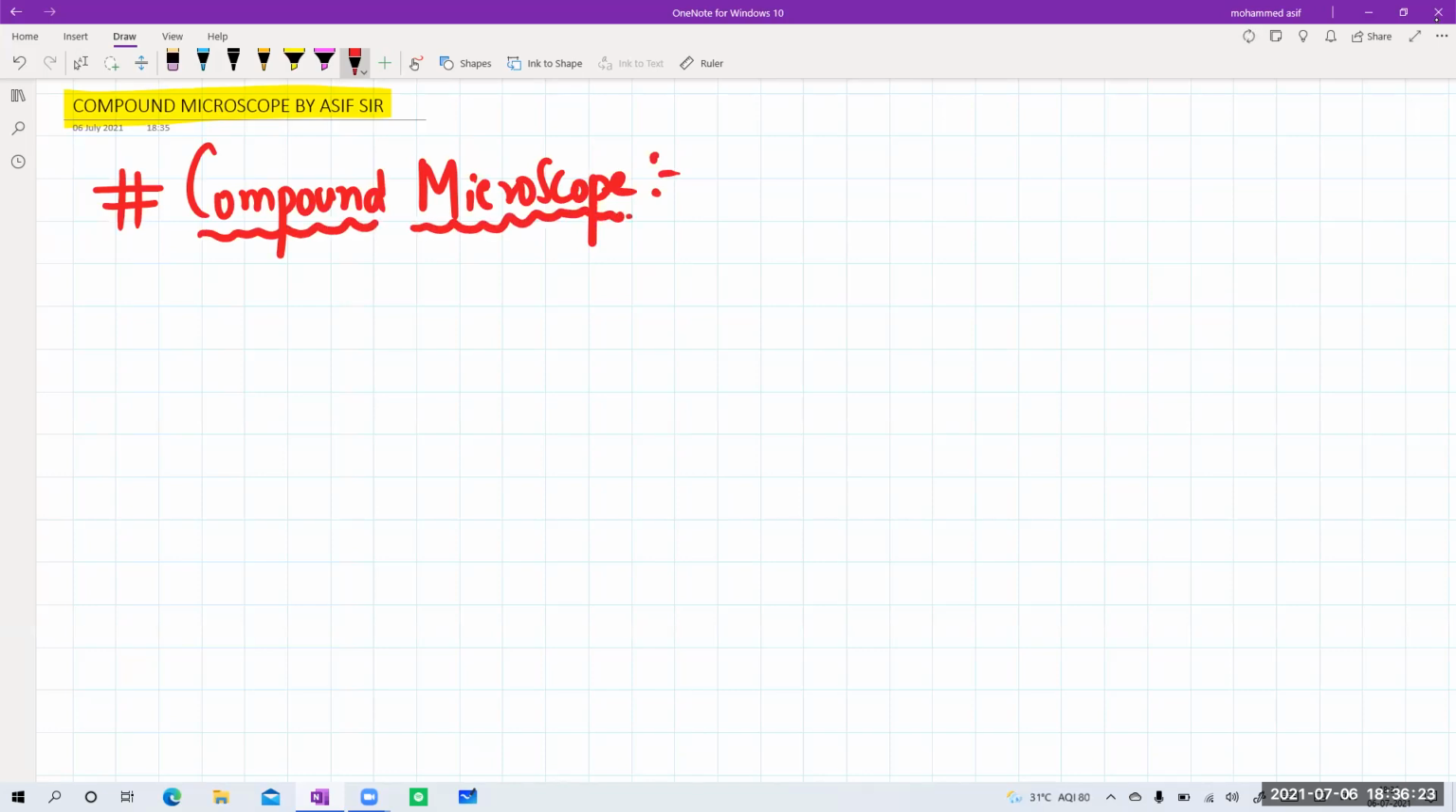Compound microscope is a combination of what? Two convex lenses. It is a combination of two convex lenses. In a simple microscope, how many lenses? Single convex lens. So in this one we are using two convex lenses.